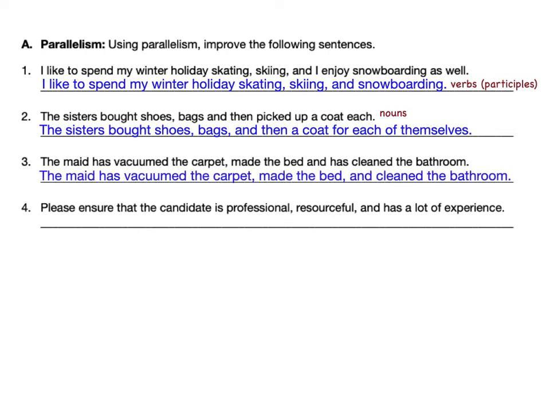Number 3, the maid has vacuumed the carpet, made the bed, and cleaned the bathroom. What we've done here is we've linked in the past participles of the verbs. So we have the auxiliary verb has vacuumed, has made, has cleaned. To keep this parallel, you need only add the past participle of the verb.